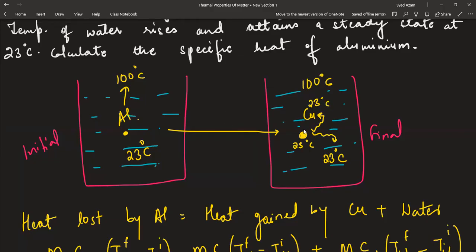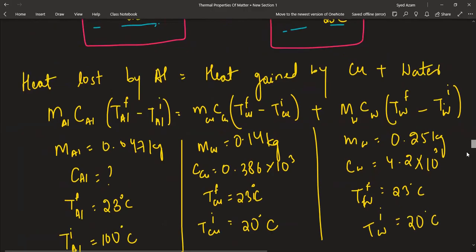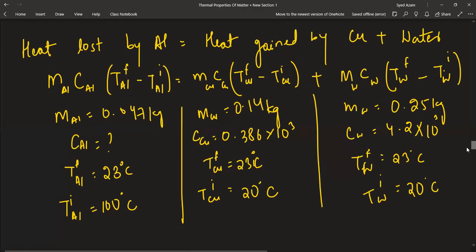कैलोरीमीटर का प्रिंसिपल यही है, जब तक टेम्परेचर सारे सेम नहीं होंगे, the body will continue to lose the heat. तो इसीलिए you have all the final temperatures equal to 23 degrees Celsius. Now temperature initial is 100 degree, copper's and water's is given as 20 degree. You can put it in the formula and calculate. Is this clear to you, Aleena? Have you understood this calorimetry?